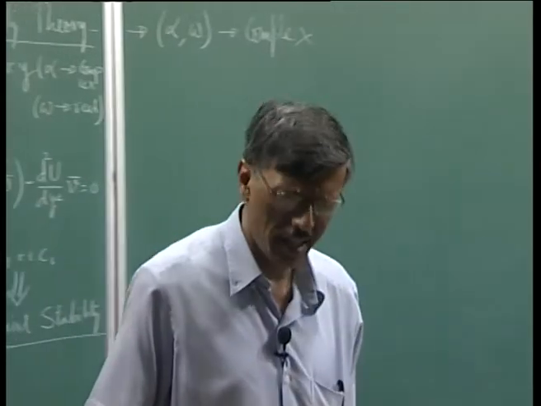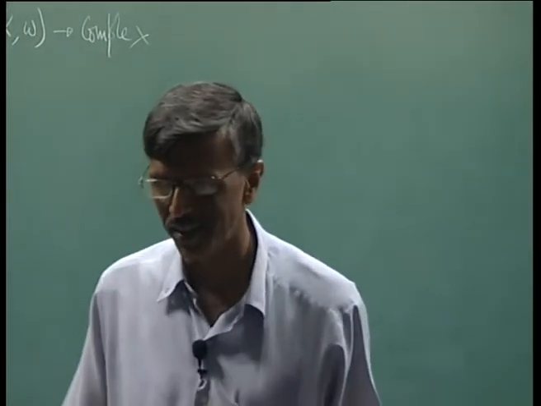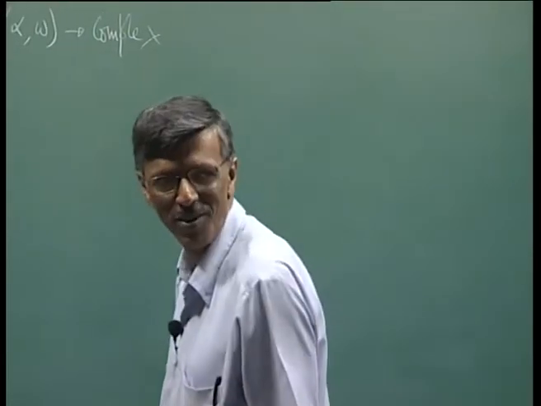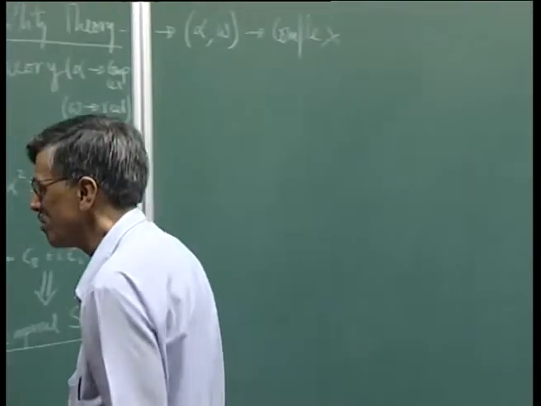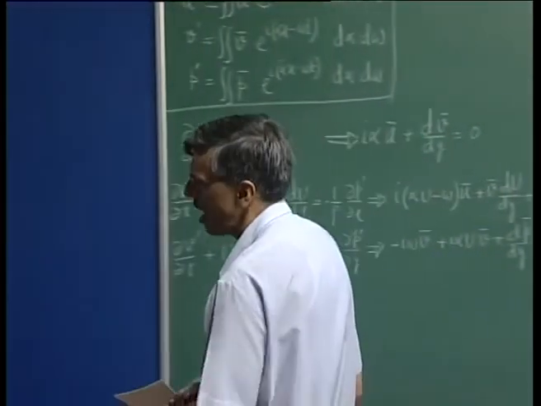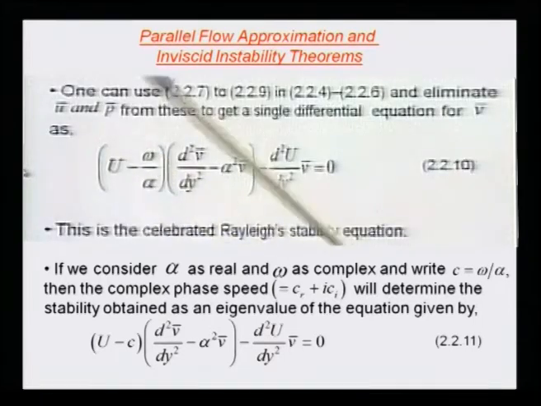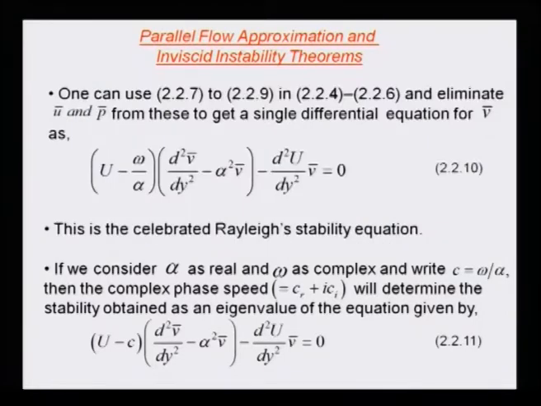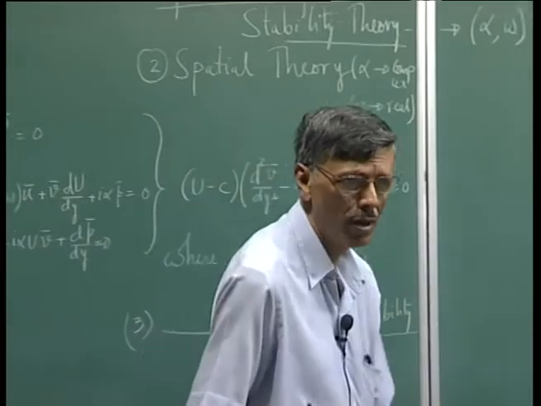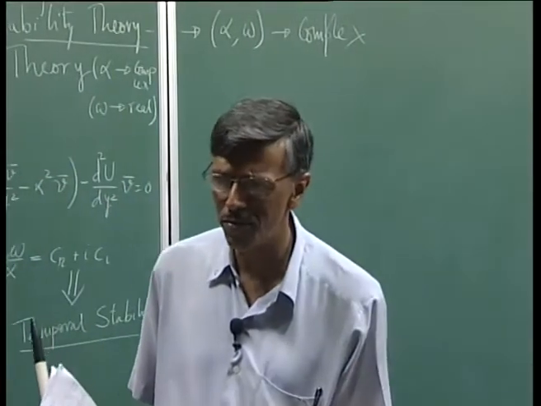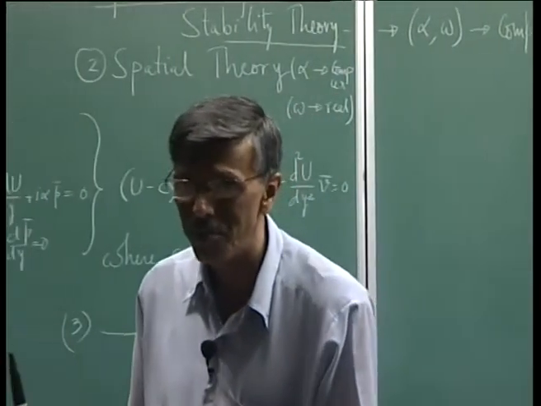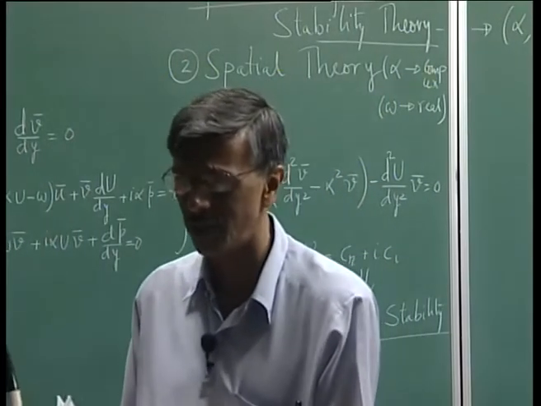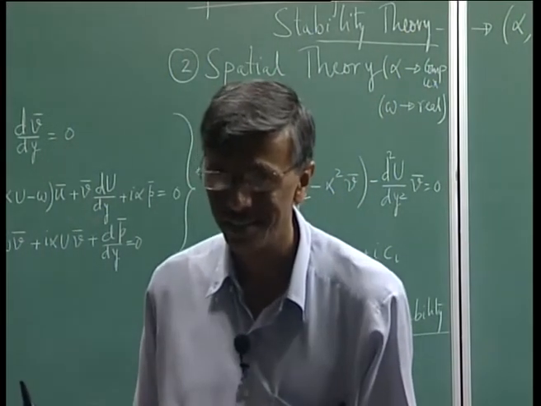You see, these were the days when you did not have computers. So, you do not just simply go and solve it. First and foremost, you do not have an analytical expression for U. U is what? It is the equilibrium flow. U is the equilibrium flow that we assumed to be parallel. That means it is only a function of y. How do you get it?